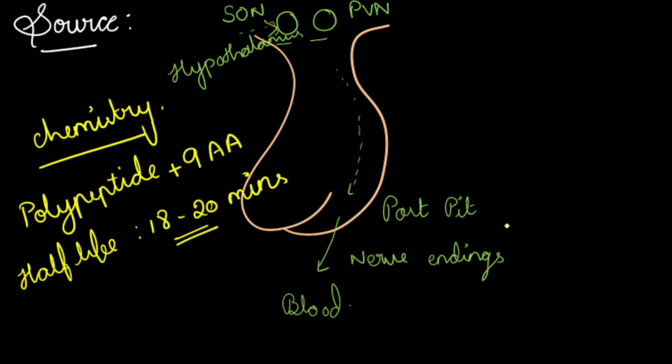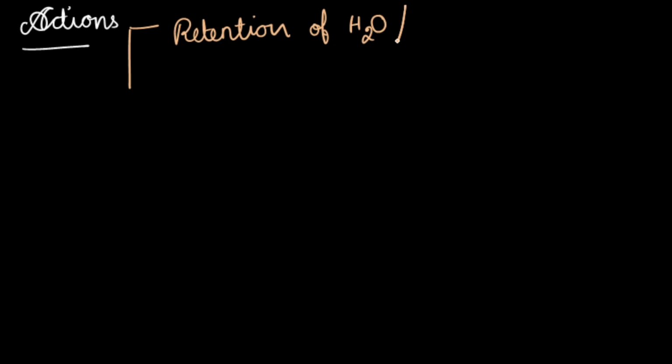Okay, so let us move on with the actions. Regarding the actions of ADH, there are two different types of action. One, it helps in retention of water, which is also called the antidiuretic effect. Diuresis is nothing but passing a large quantity of urine. So here ADH is doing the antidiuretic effect, that is retention of water.